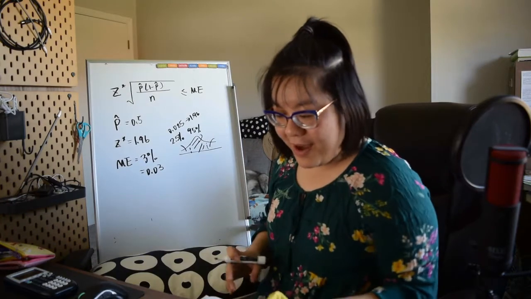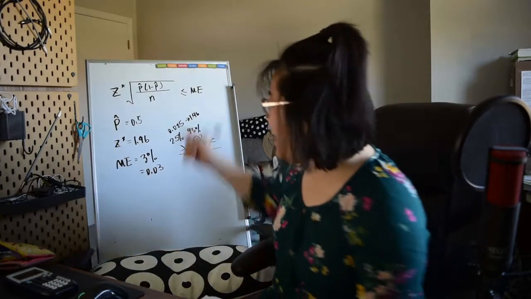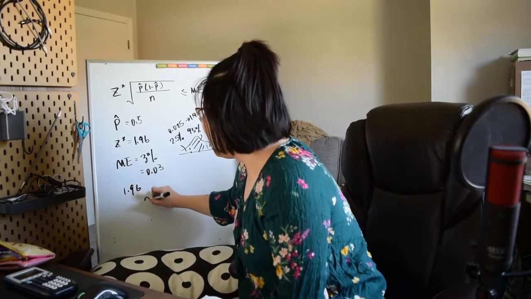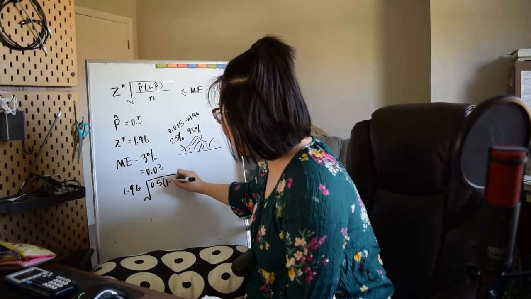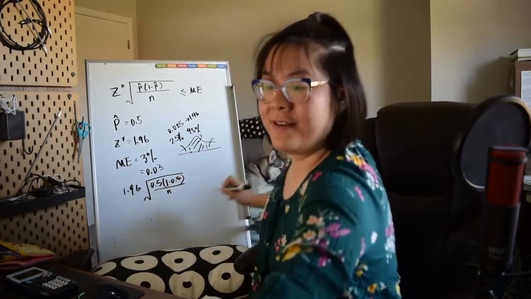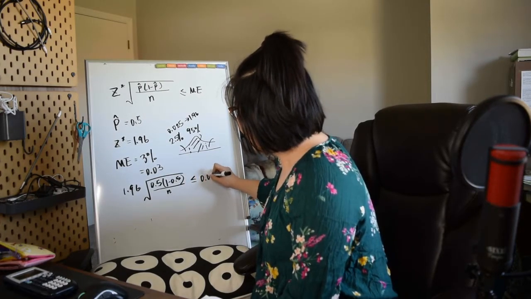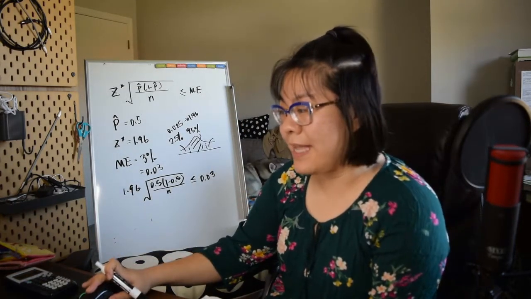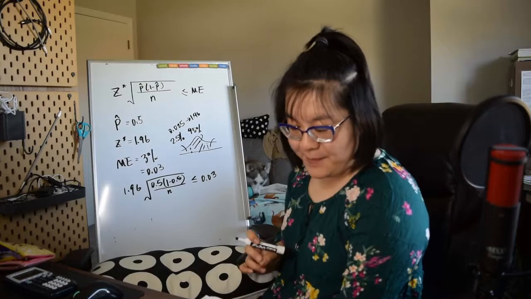All right, so over here we have everything we need. We just need to solve the inequality. So plug everything into the inequality: 1.96 times the square root of 0.5 times 1 minus 0.5, divided by N, less than or equal to ME, the margin of error, 0.03. For this one, I will solve it step by step for you, but for the next question, I probably will not go into that much detail. So how do we solve that?